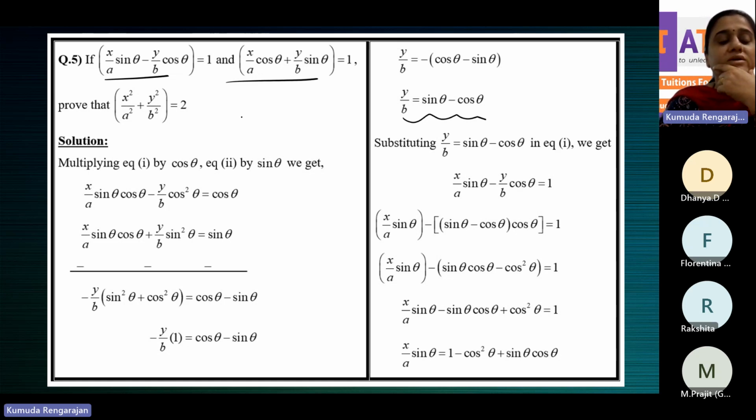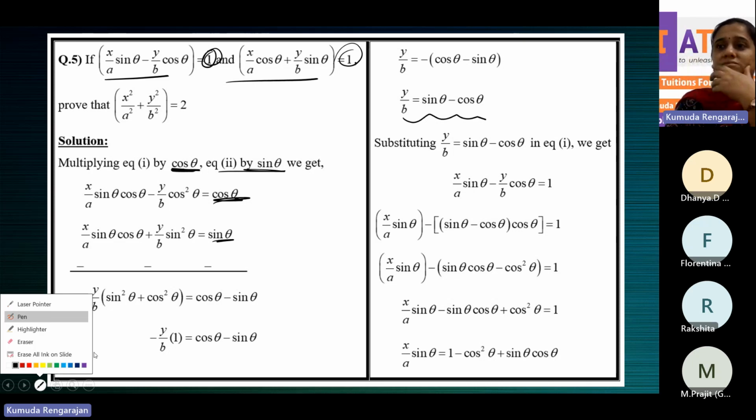You need to work this as if you're solving two linear equations by the elimination method. You need to eliminate the terms that contain x by a or the terms that contain y by b by multiplying the two equations by a suitable ratio. You can multiply the first equation by a ratio and the second equation by a different ratio. When multiplying the first equation by cos theta, 1 into cos theta is cos theta. And the second one by sine theta, 1 into sine theta is sine theta. Don't write 1 by mistake.